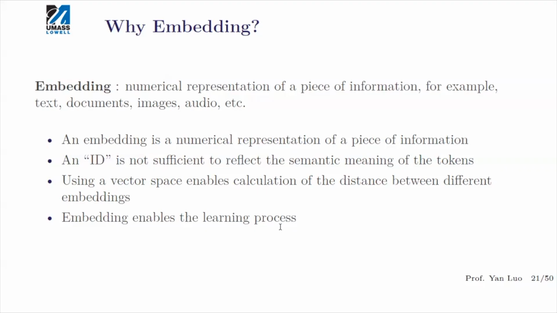We use those token IDs to represent a token, but it's not sufficient to reflect the semantic meaning of the tokens. We'll explain more about that. Right now, what I'm telling you is that these token IDs, those single numbers, are not enough to represent the semantic meanings of the tokens. What we need to do is use a vector space to enable calculation of distance between different embeddings. And really, we use embedding to enable the learning process.